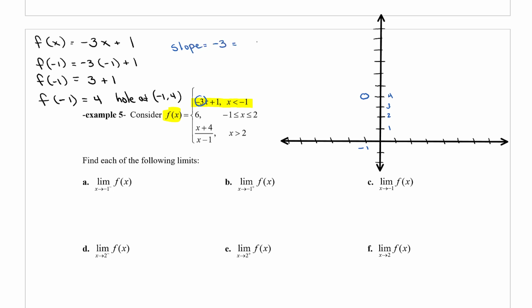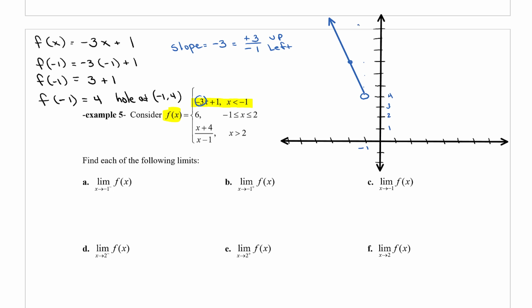The slope is negative 3, which I'm writing as positive 3 over negative 1. So that means I'm going to go up 3 units and then to the left 1 unit. So from my hole, I went up 3 units and to the left 1 unit. I drew a point. I connected my point and my open circle, and I extended that line to the ends of my coordinate plane, and I drew an arrow at the end. So that's going to be that first piece of my piecewise defined function.